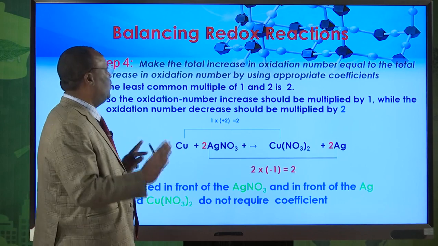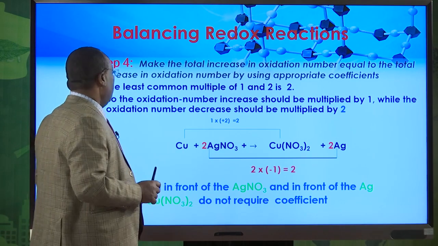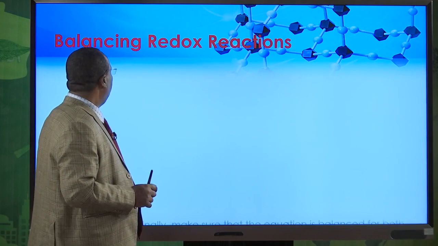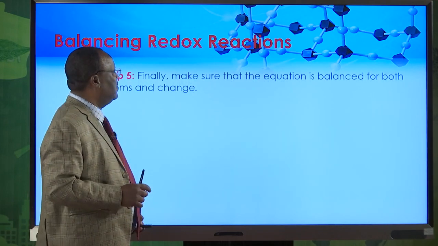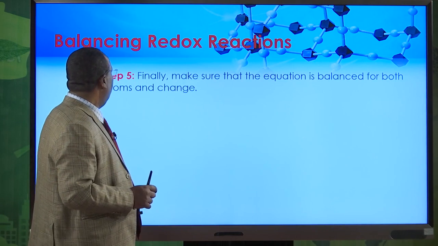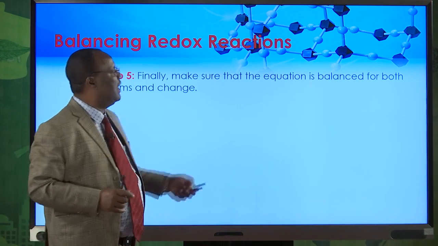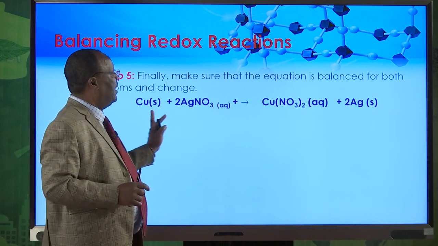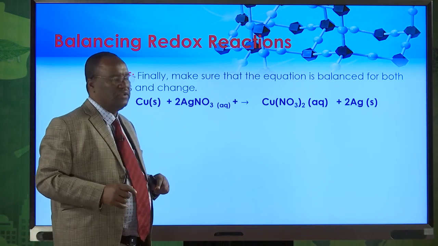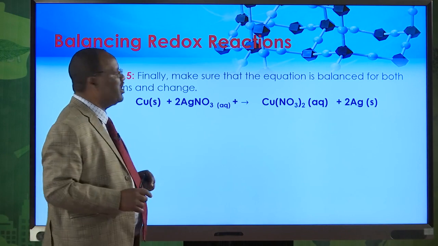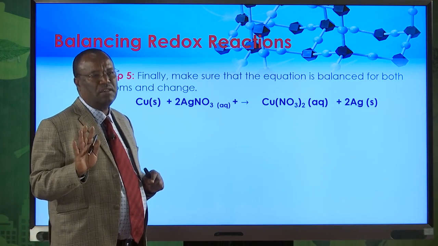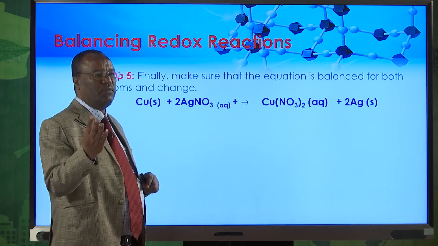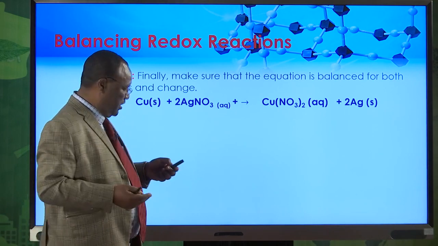This is a simple way to balance a redox equation. Finally, we are going to check whether the equation is balanced or not. Make sure that the equation is balanced for both. Now the equation is balanced for both atoms and charge. Now we have balanced the equation. Everything is okay. The total number of atoms on both sides of the equation is equal.